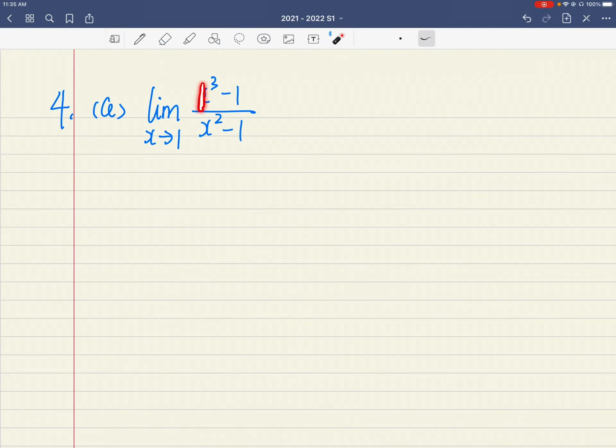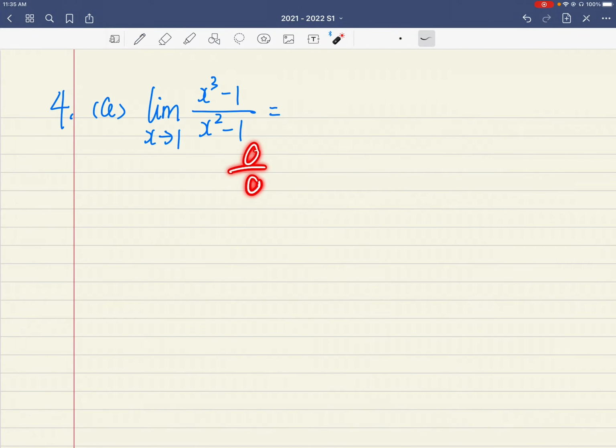For example, here, when you try subbing, the top is 1 minus 1, it's 0, right? The bottom, 1 squared minus 1 is 0. So when you try subbing, it gives you 0 over 0. Then you cannot make any conclusion from substitution, because here it's a 0 over 0 case.